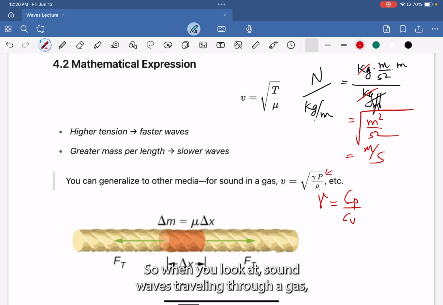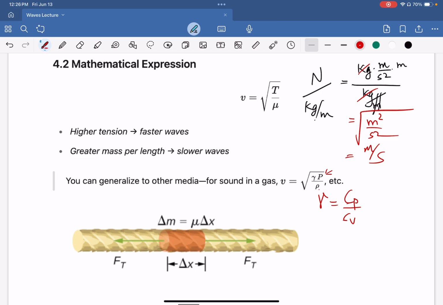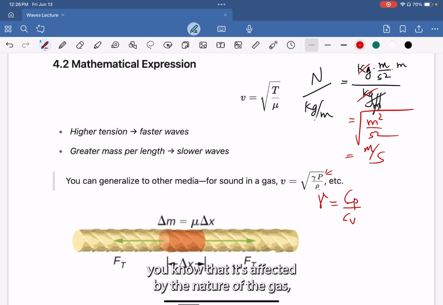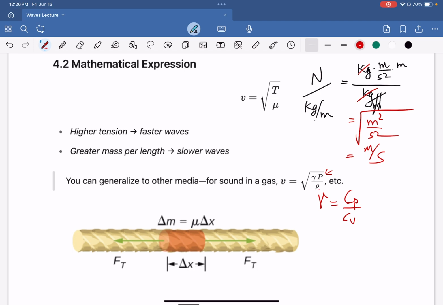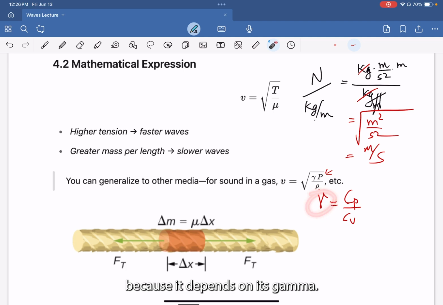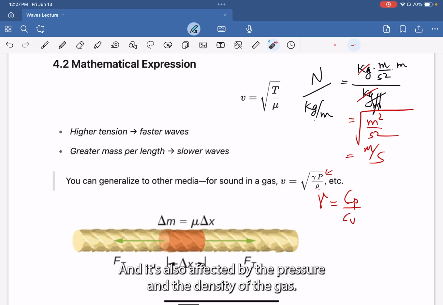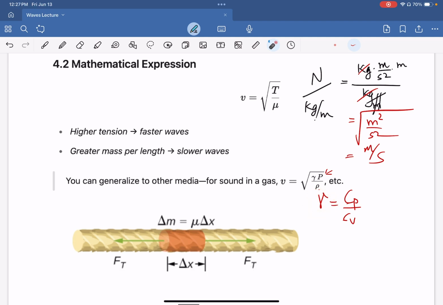So when you look at sound waves traveling through a gas, you know that it's affected by the nature of the gas because it depends on its gamma, and it's also affected by the pressure and the density of the gas. Like if the gas is under high pressure, then you know that the particles are closer, right? That's why the speed is higher. See that? And again, if it's low density, the speed is higher.